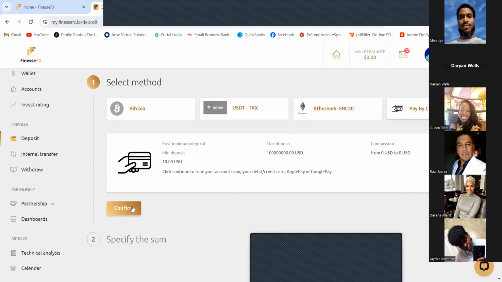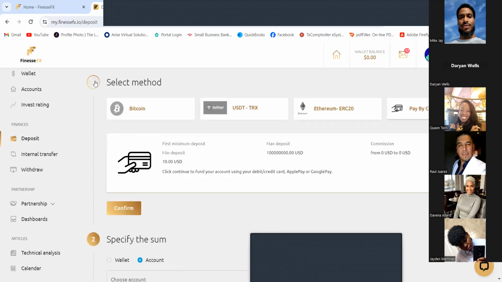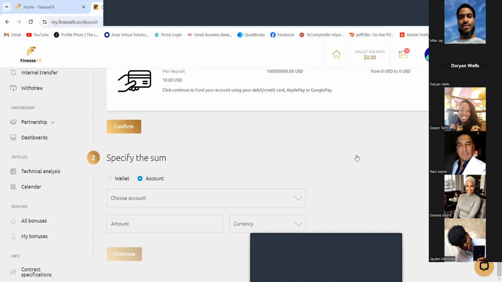Okay, go to confirm. It'll ask you what method you want to use. You can choose what method, the amount, go through the process. If you want to fund this with an account, you could do that. Or if you want to choose your method, you just go through the process. Put your card in there, they validate your card, all that good stuff. You can actually deposit and get started there.